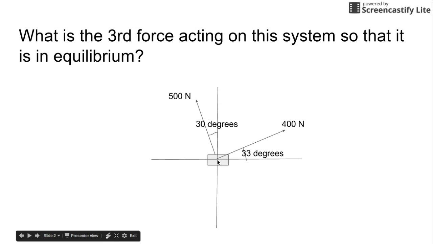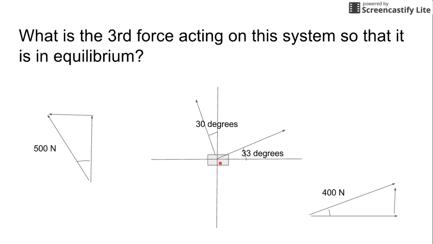So here we have an object in the middle, and there's a force going up this way, 500 newtons at 30 degrees. We have a force going this way, 400 newtons at 33 degrees. So the question is, what third force would we need on this block to oppose those forces and cancel everything out? Basically, which third force, in this direction, would we need to set this thing in equilibrium?